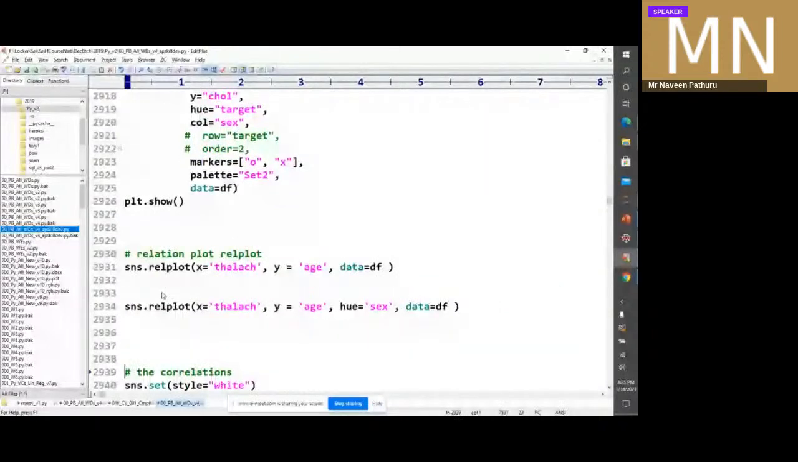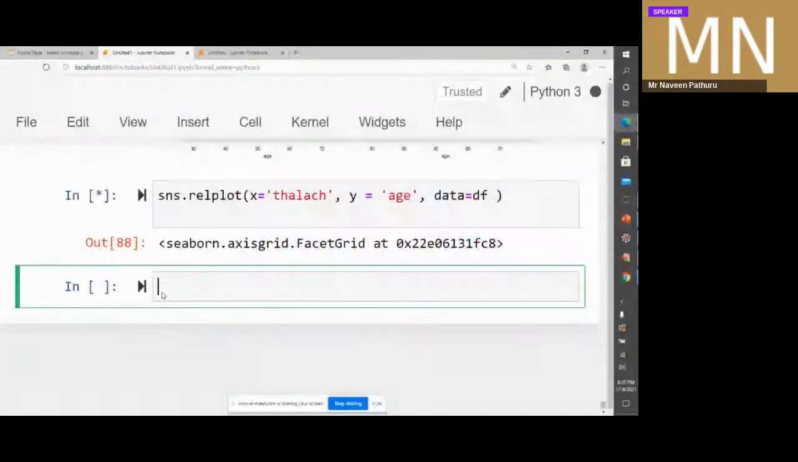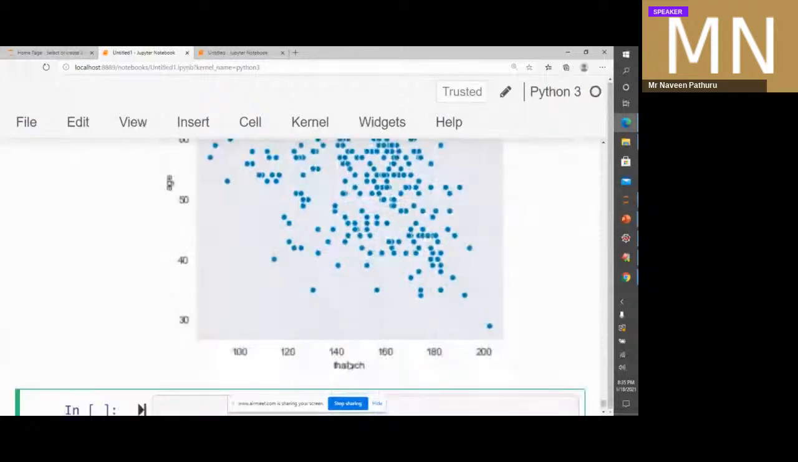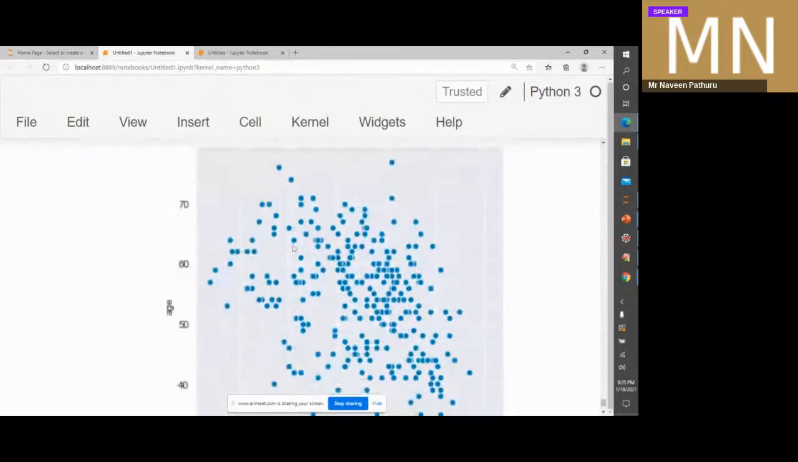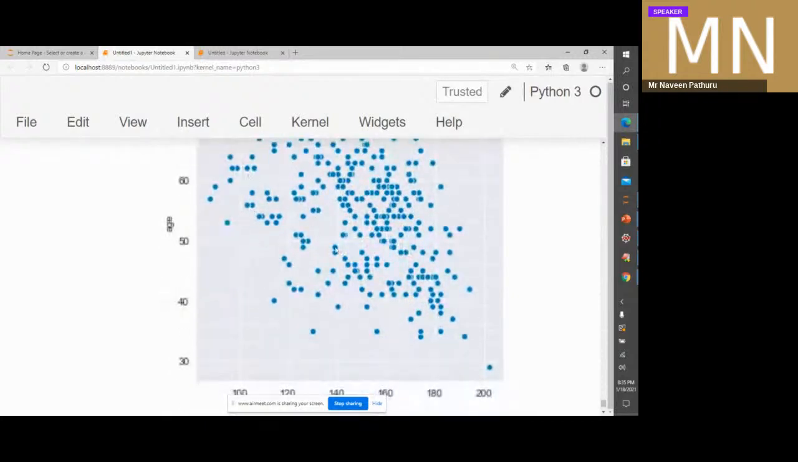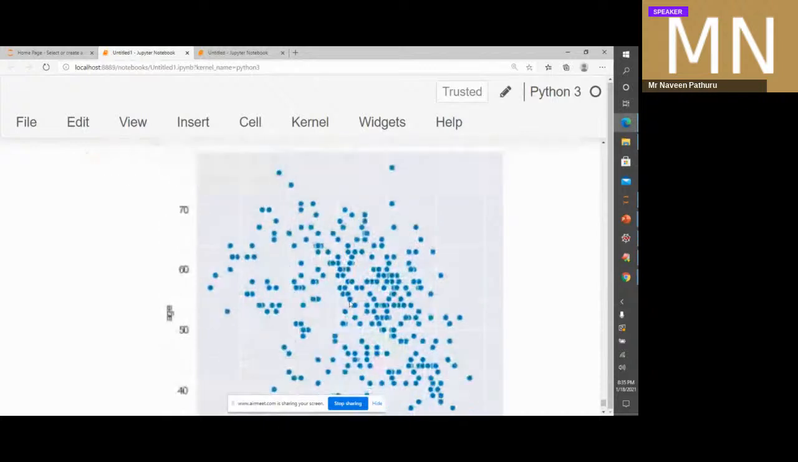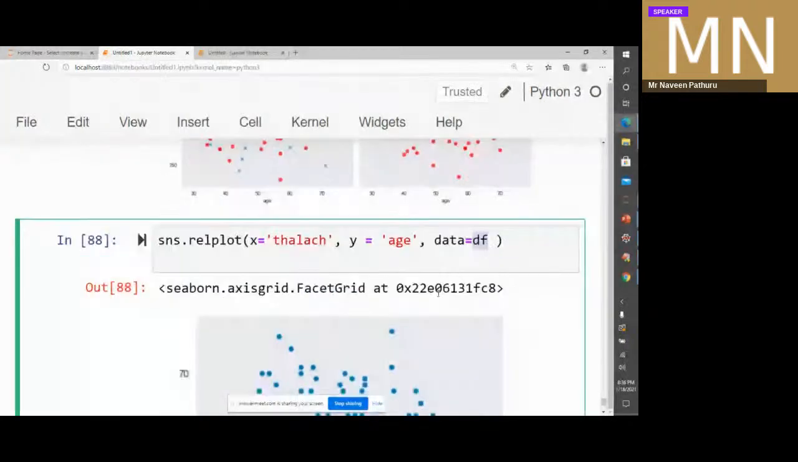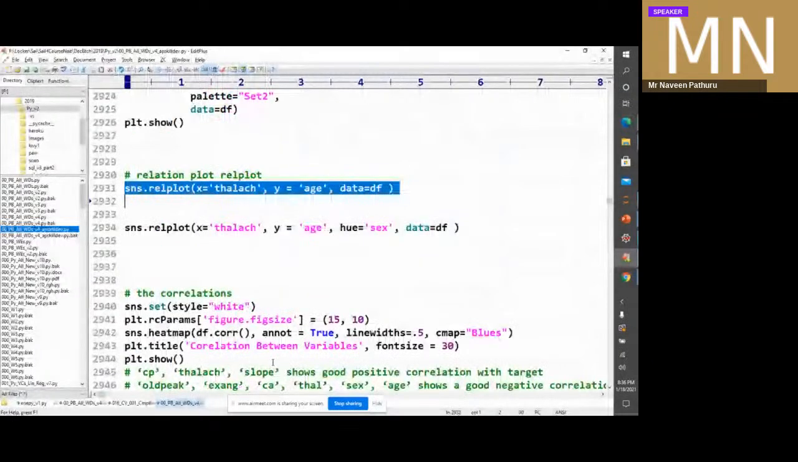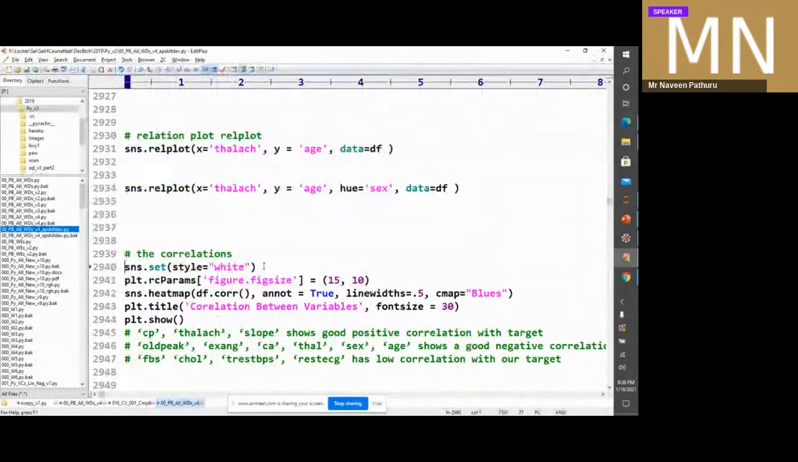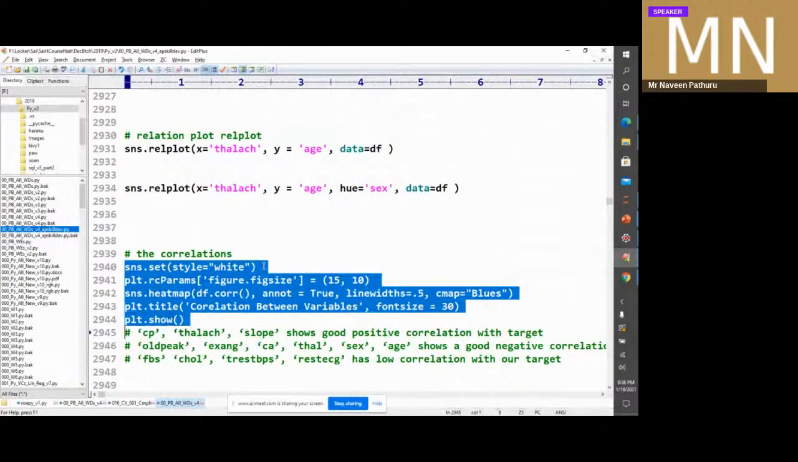But let's see what this relation plot shows. Okay, so that is thalach. I don't know what that is, but a touch of maybe a negative correlation as the age is decreasing. I think we can also filter the data based on just the disease, the one with the disease, and understand if there's a positive or negative correlation. But a more important thing is all the correlations with the heat map.